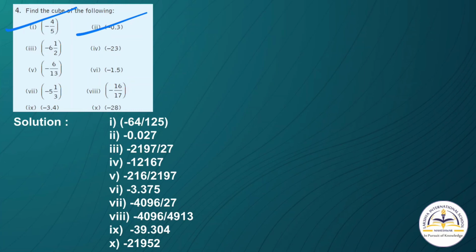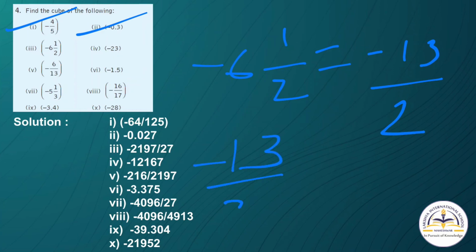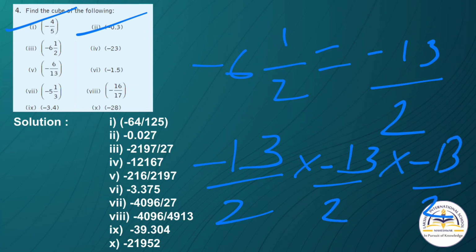Now question number 3, minus 6 1 by 2. First multiply 2 into 6, that is 12. 12 plus 1 is 13, so minus 13 by 2. Now minus 13 by 2 into minus 13 by 2 into minus 13 by 2. When you solve this you will get your answer.